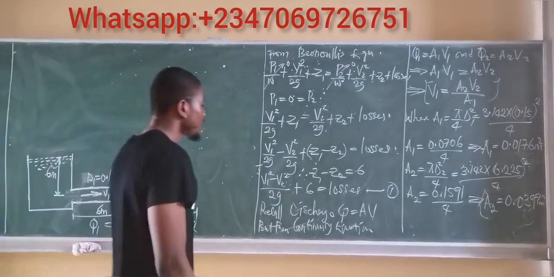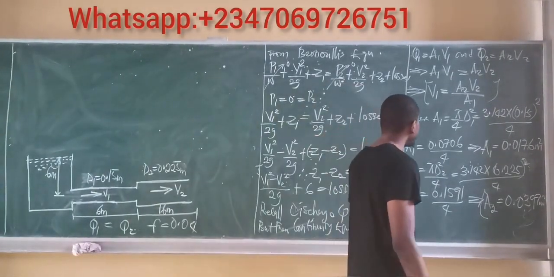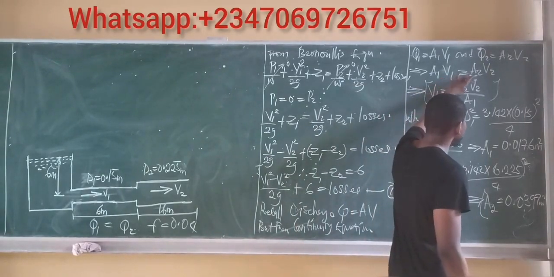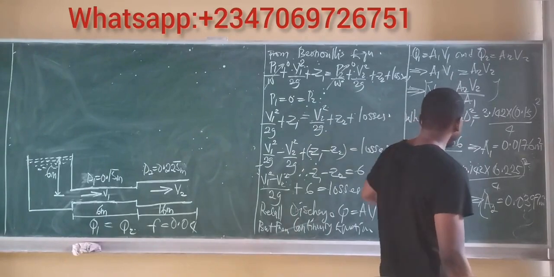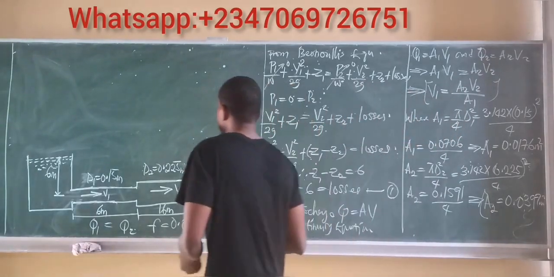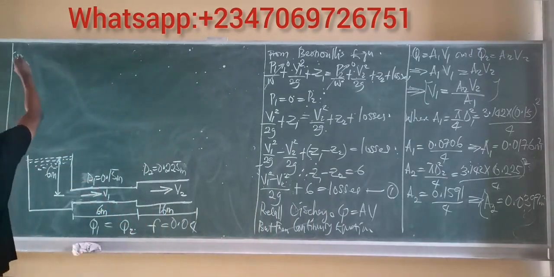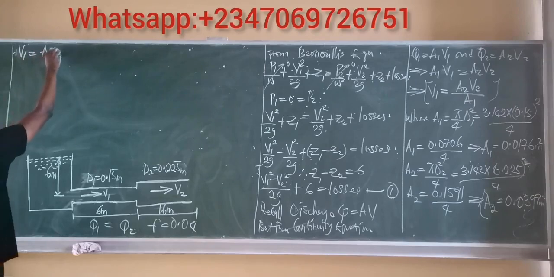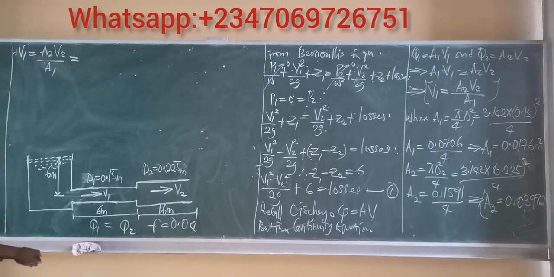All right, so from here now, we'll find that V1 is equal to A2 times V2 all over A1. So we can actually compute the value of V1. Let's do that over here. V1 equals A2 V2 over A1, and that is equal to A2. What is A2?